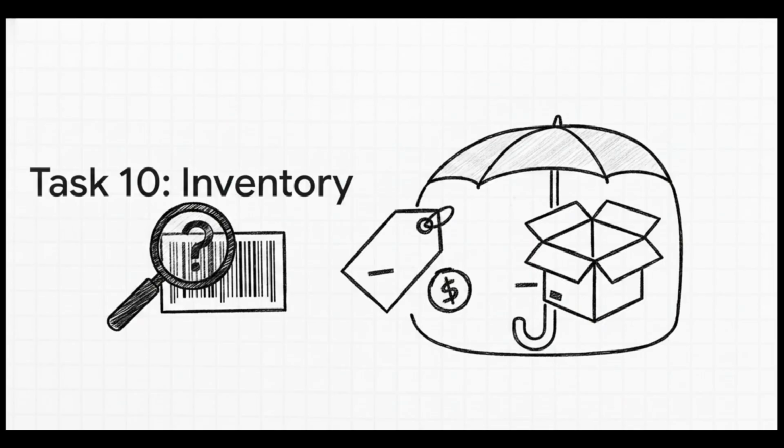Let's look at the specifics of Task 10. It requires developing a Java program to validate inventory data. You're tasked with explicitly handling 3 major business errors: an invalid product ID, a negative price, and a negative stock quantity.